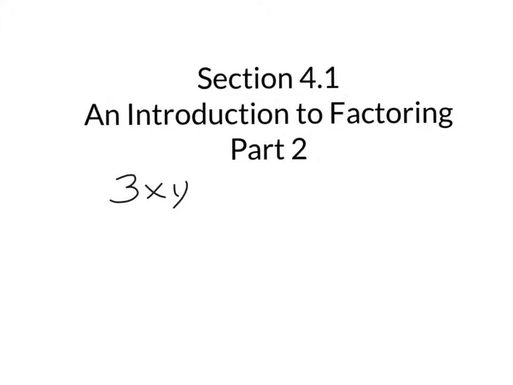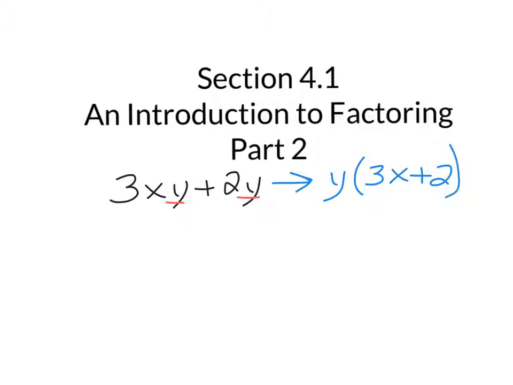If I gave you 3xy plus 2y, and I asked you to go through and factor that, as you take a look at that, you can see that in both of those terms, I have a common factor of y. So if I wanted to factor this, I could factor a y out of both of those terms. In the first term, I would be left with a 3x. In the second term, I would just be left with a 2. So it would factor down to y times, in parentheses, 3x plus 2.